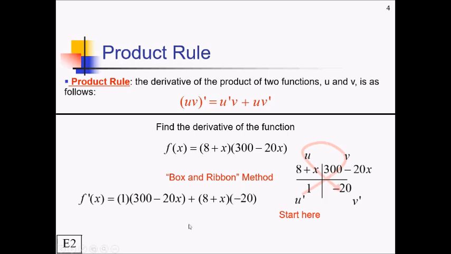Now, normally, if this was just the final answer, you wouldn't have to simplify it. However, I'm going to simplify it just to show you that we do get the answer we got the other method. So 1 distributed to all of this stuff is just 300 minus 20x.